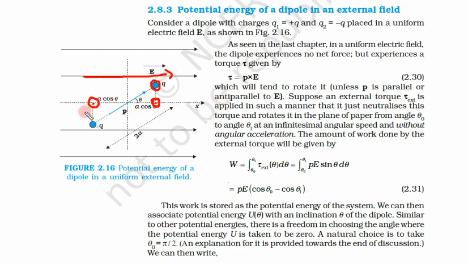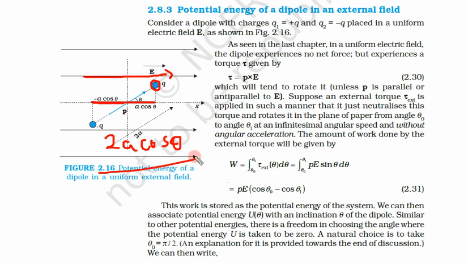So now we have rotated. After rotation, what will happen? After rotation, r1 will go here and r2 will go here. So the total distance change along the electric field is minus a cos theta and a cos theta, and since the distance is positive, it is 2a cos theta.